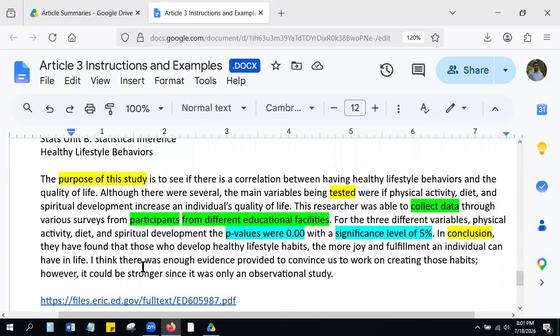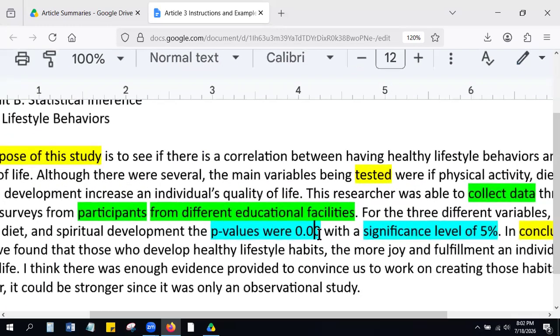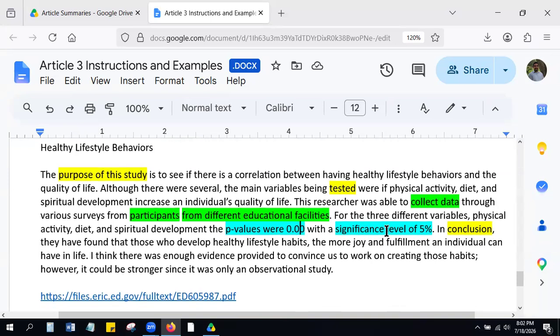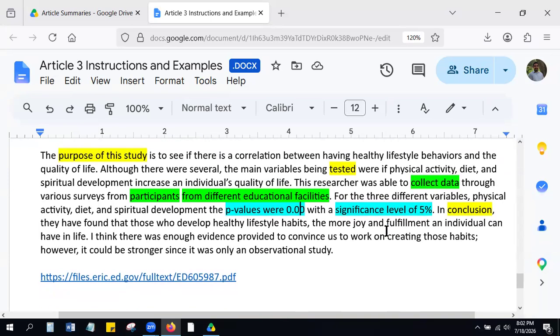In this article, she found that there are certain things that do contribute to someone having a more enriched quality of life. And there were a lot of variables in this one, so she didn't mention them all. She just mentioned 3 of them: physical activity, diet, and your spiritual development. All 3 of these had p values of 0 at a level of significance of 5%. So they all seem to be important factors contributing to you having a more happy or enriched quality of life.